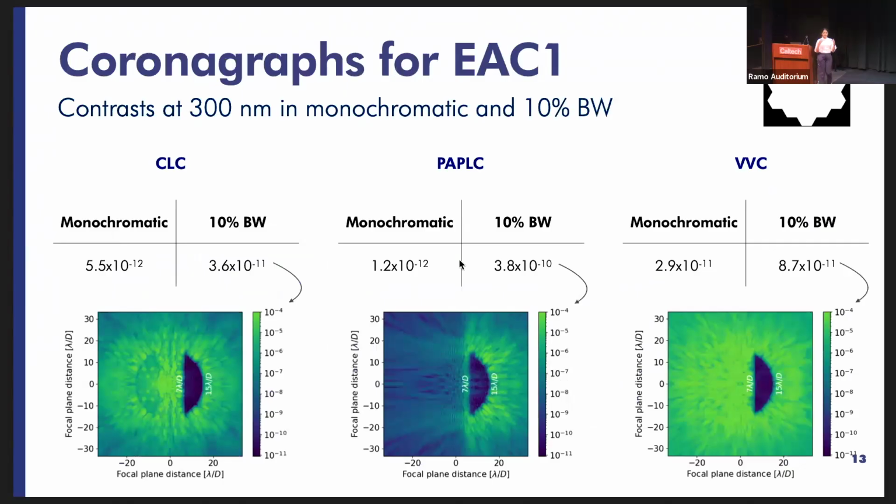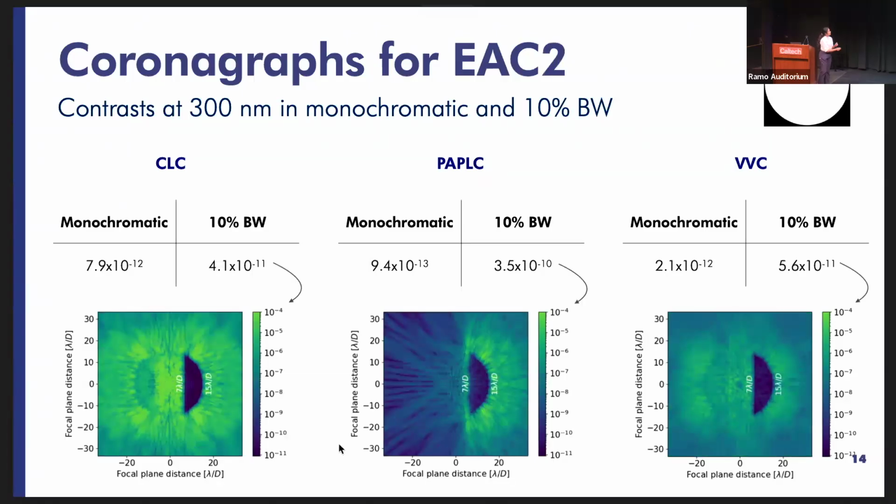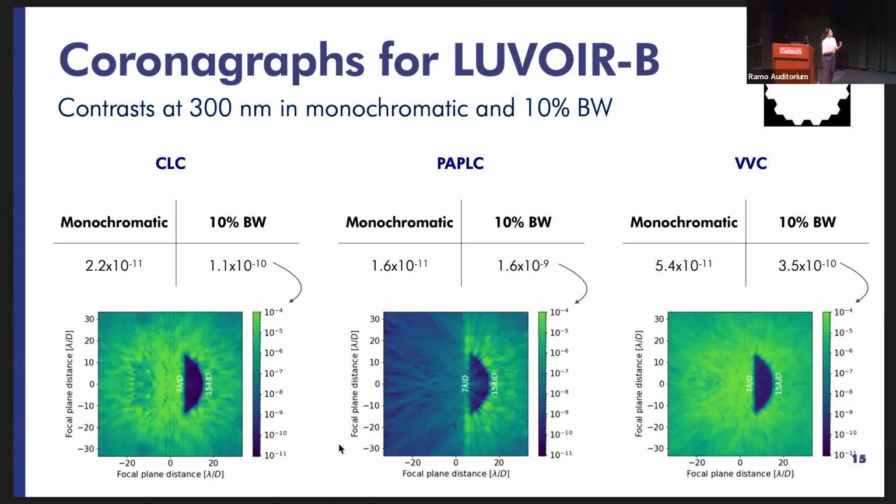So all of them hit the 10 to the minus 10 that we would expect for habitable worlds. But the CLC and the VVC are an order of magnitude better. And in this particular case, the CLC actually even outperforms the VVC, if you see. And then going from AAC1, which is hexagonal, to keystone segments, we see the same trend continue, where all of them hit 10 to the minus 10, and CLC and VVC are still an order of magnitude better than the PAPLC.